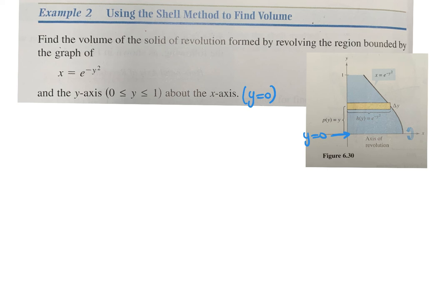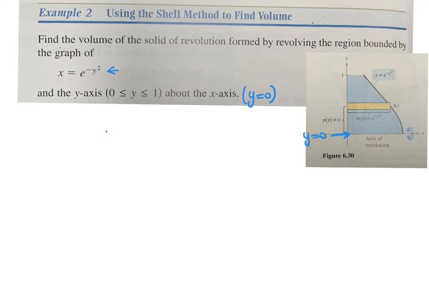Well, if I had to do the disk method, what would I have to do to this function right here? Change it in terms of y, which would mean I'd have to do natural log of both sides. I'd have to expand it. There's a lot that would have to happen here for me to change this, right? And so in this case, I am going to leave it alone.